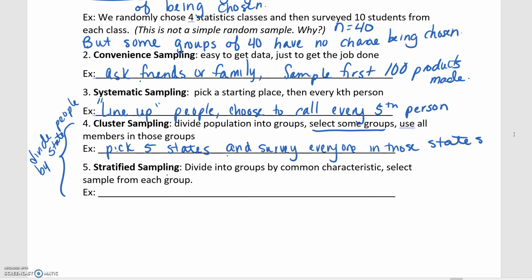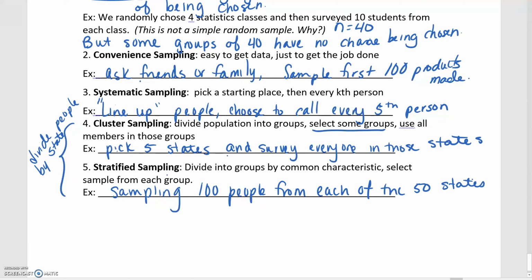Now for the stratified sample, again, you're going to divide them into groups, but you select a sample from each group. So instead of just picking 5 states, maybe you're sampling 100 people from each state. So here you're getting some from all of the groups, but just some of the people from the groups. Okay, so we have random samples, convenience sampling, systematic sampling, cluster sampling, and stratified sampling.